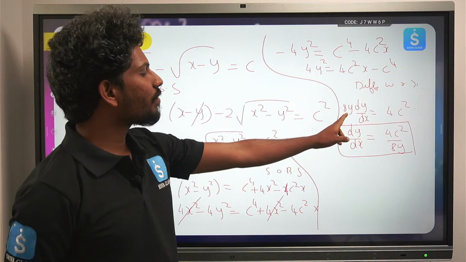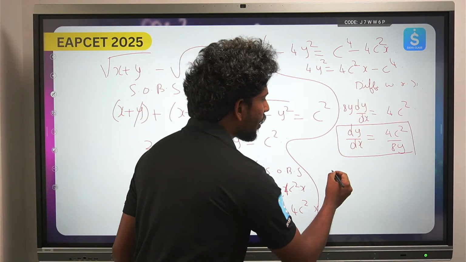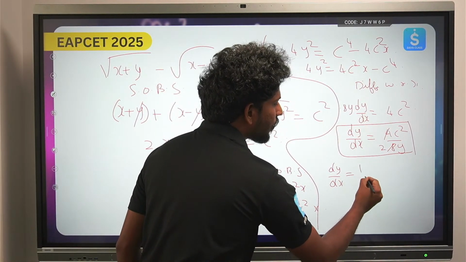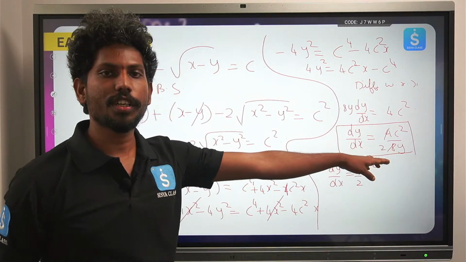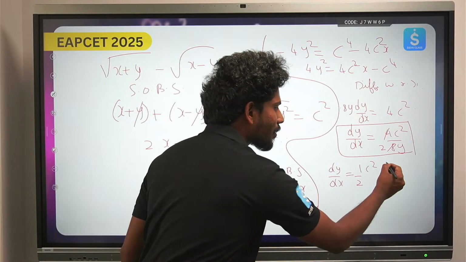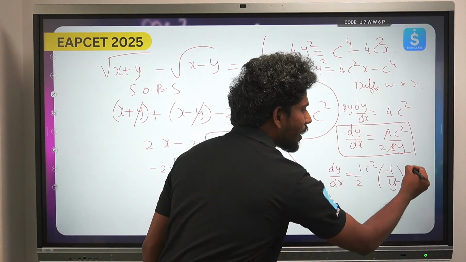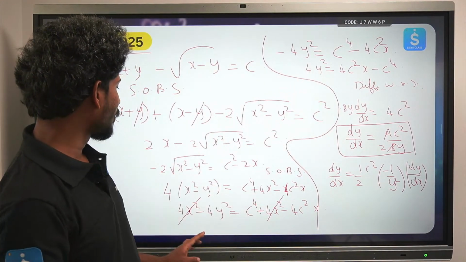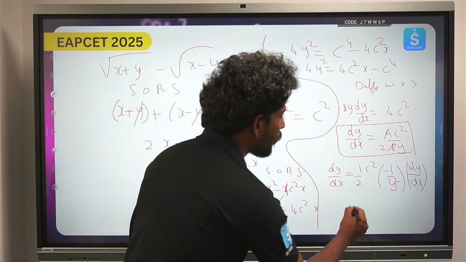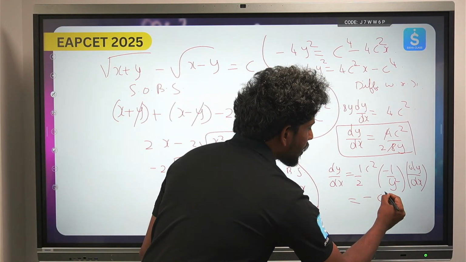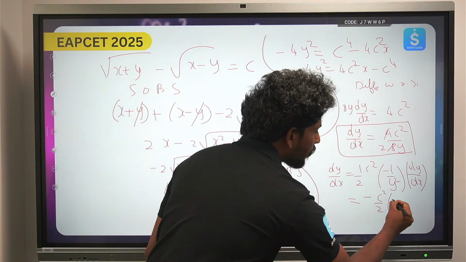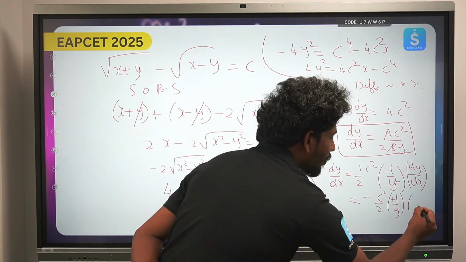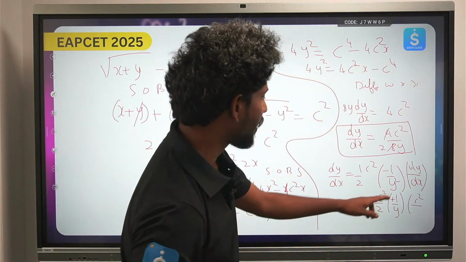Okay, next 8y into dy by dx. So what do you do? Again here dy by dx is equal to, so here you can cancel 1 by 2. So this will become 1 by 2 c square. What is the differentiation of 1 by y? That will become minus 1 by y square into dy by dx. But what is dy by dx over here? The whole thing is c square by 2y. So this will become minus c square by 2 into minus 1 by y square. So this will become plus. So dy by dx is nothing but c square by 2y.